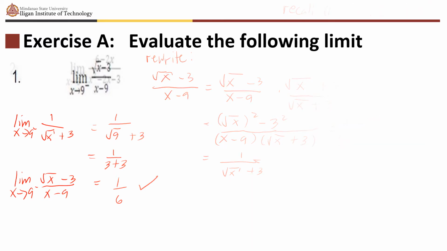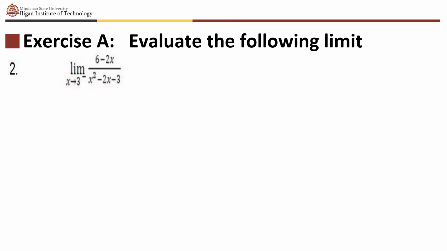Number 2 is to find the limit of 6 minus 2x over x squared minus 2x minus 3 as x approaches 3 from the left. So again, what are we going to do? We can actually factor out 2 here from 6 minus 2x. And we can also factor x squared minus 2x minus 3.